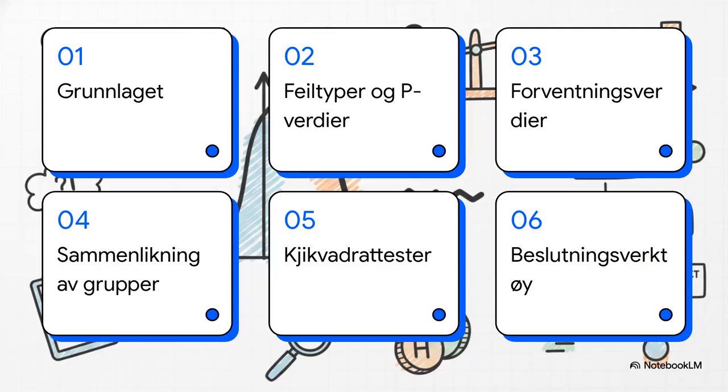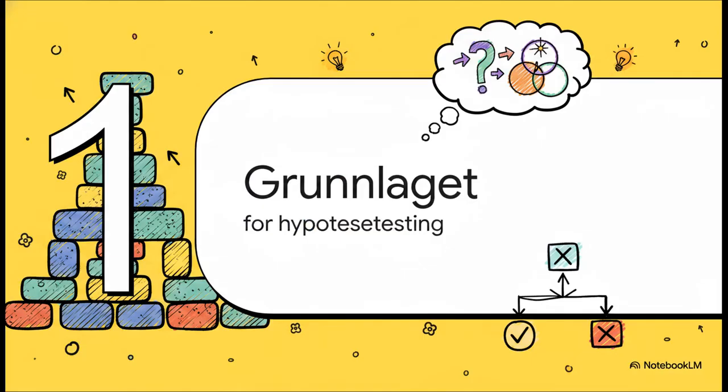Here's our roadmap for this explainer. We'll start with the foundational concepts, look at error types and p-values, test expected values, compare groups, dive into chi-square tests, and finally wrap up with how this all works as a practical decision-making tool. Let's kick things off with Part 1, the foundations of hypothesis testing.